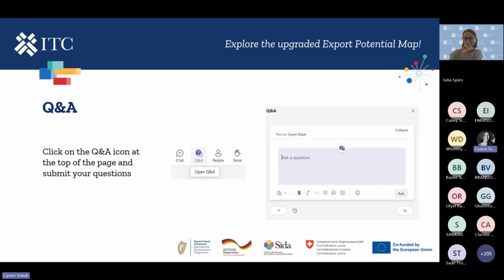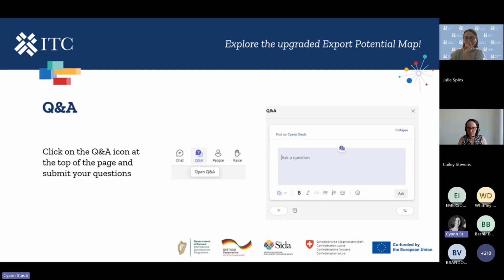Yes, so we have first a question about the functionality to download on the Export Potential Map. Maybe, Kylie, you can highlight a bit this functionality and show how we can download and what comes out when we download the table of the map or the tree map, please.